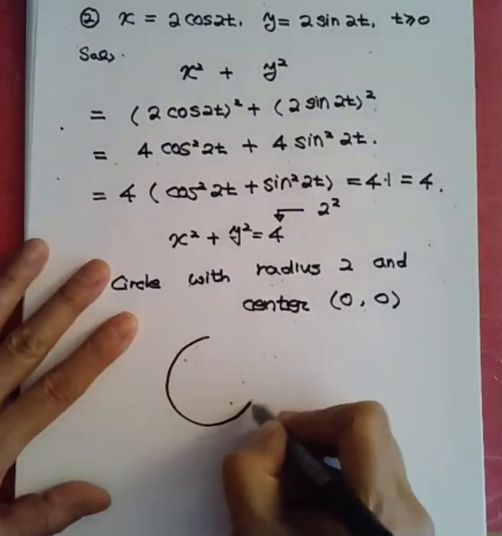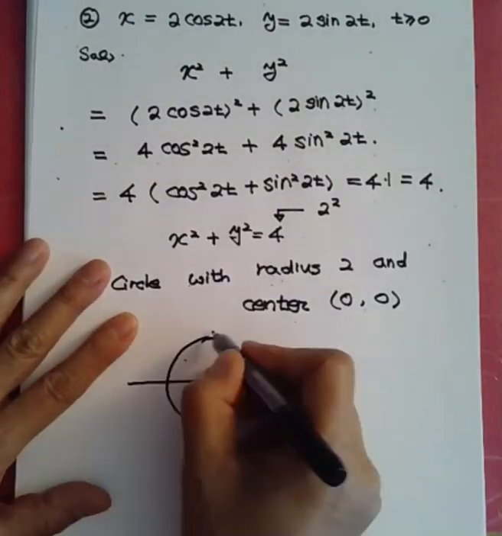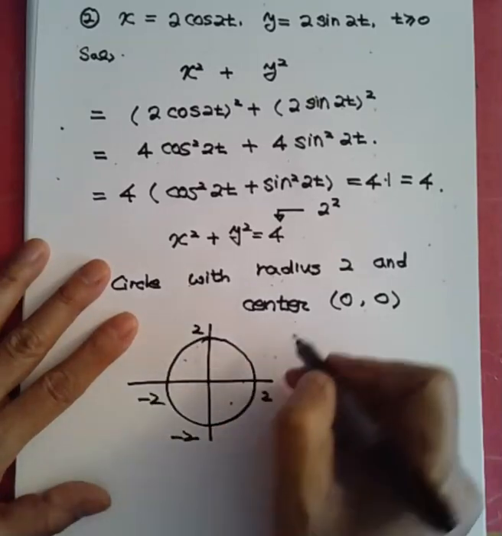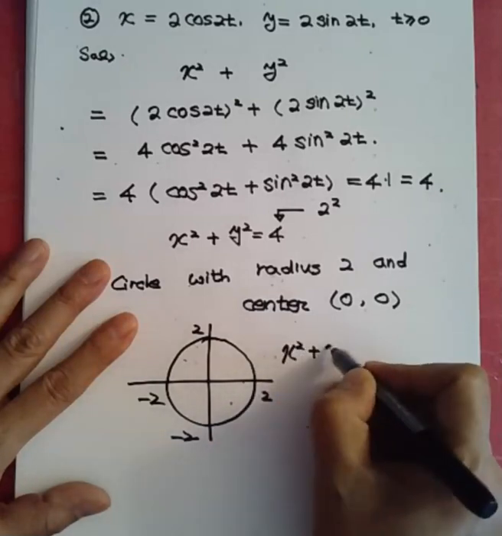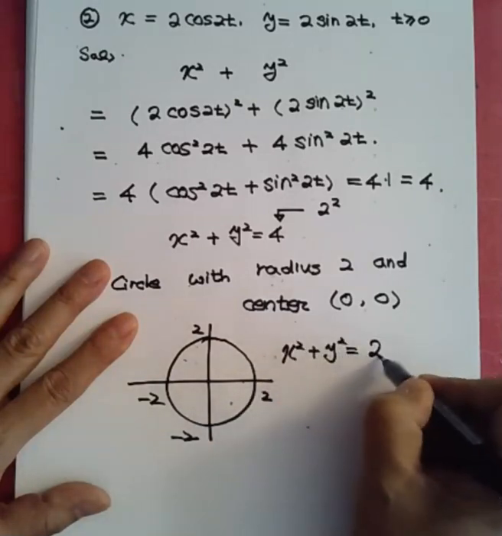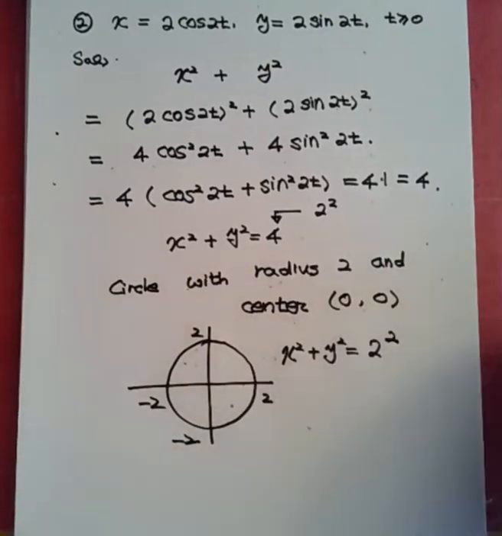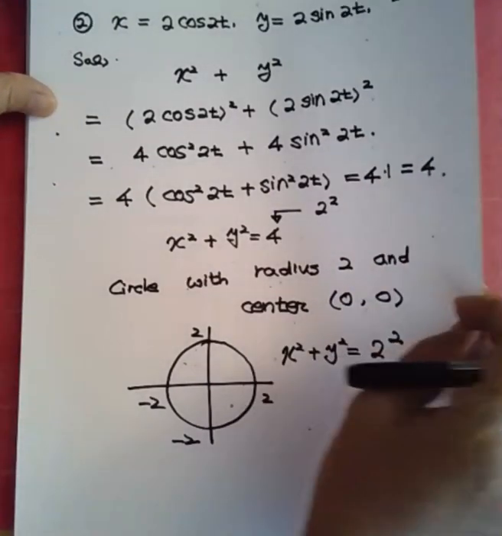So this is the graph. But that is the graph of a rectangular equation, not the parametric equation. So we have to figure out the speed and direction. We will draw the table again.